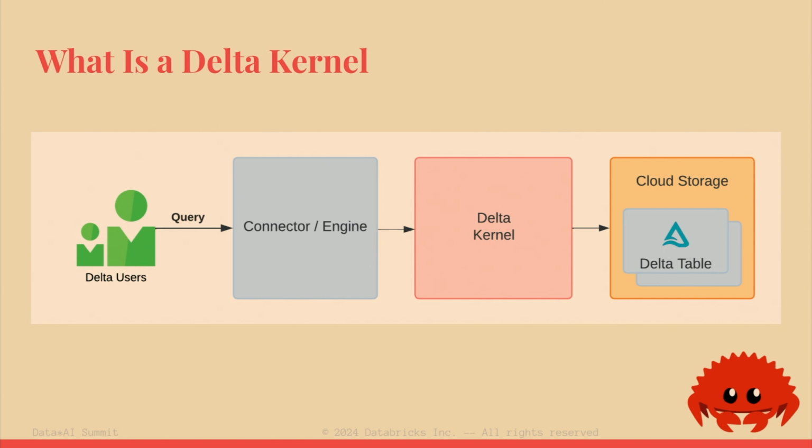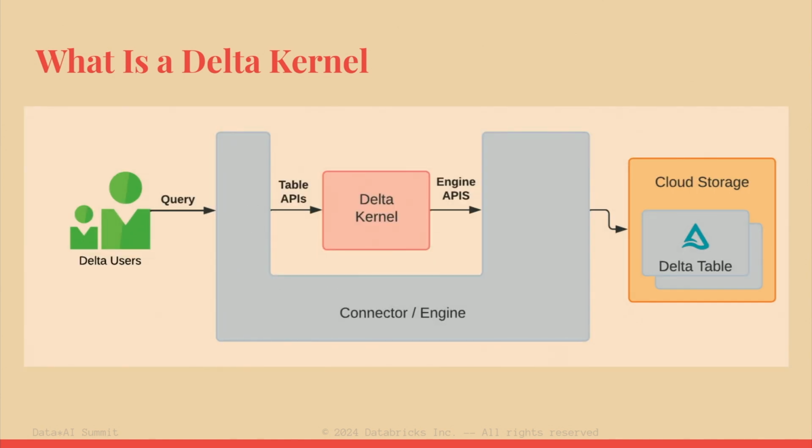So if you remember this picture, that's wrong. That's not what we're doing. It looks a little bit more like this. So sometimes we call this a U-shape architecture. Sometimes we turn it vertically and call it a C-shape architecture. I'm not sure which one we're going to settle on, but the idea is that we slot the Delta kernel into the middle of the connector.